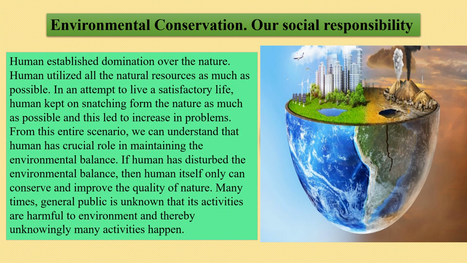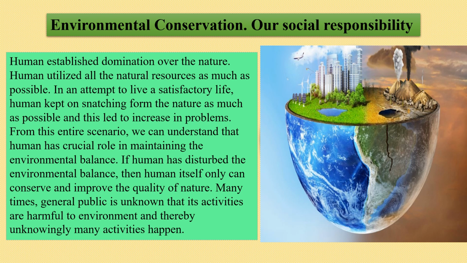So humans established domination over nature. We all know that naturally present resources on the earth were used by whom the most? By the humans only. Plants are there, animals are there, they are making use of the natural resources but in an adequate amount. Whereas humans are using nature in a much larger amount as compared to other living organisms. So humans utilize natural resources as much as possible in an attempt to live a satisfactory life.